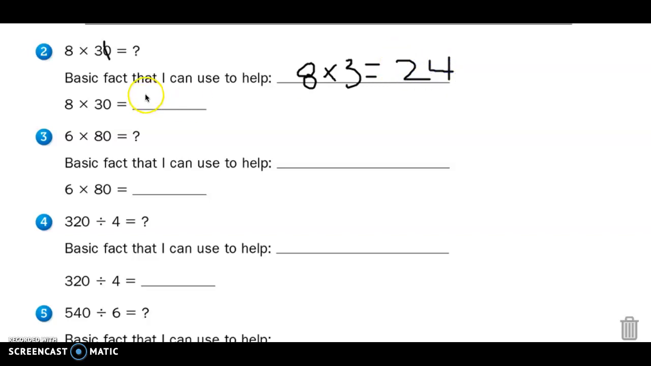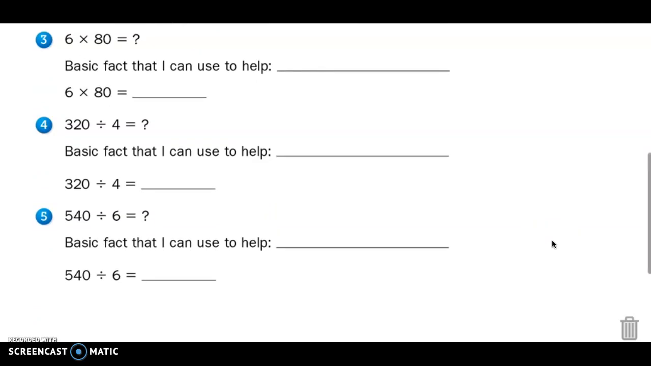How would I use that to help me solve 8 times 30? I'm going to put my answer to my basic fact, which was 8 times 3. But now I know that I need to multiply it by 10, because 3 times 10 gets us 30. Or I see that there's a 0 at the end. 24 times 10 is 240, or I just add my 0 to make it 240. Great, we're going to keep moving along. Keep up the awesome work.